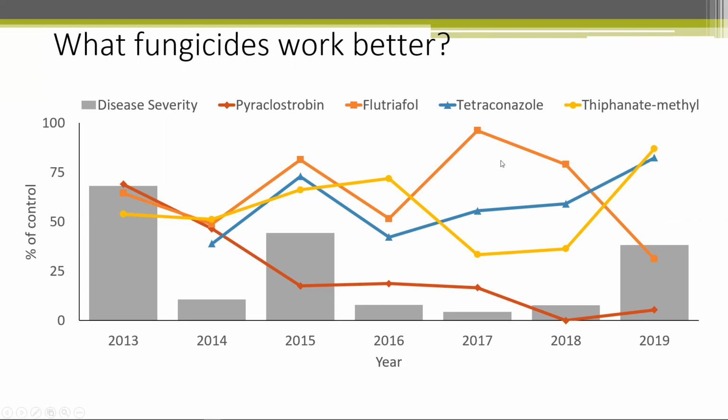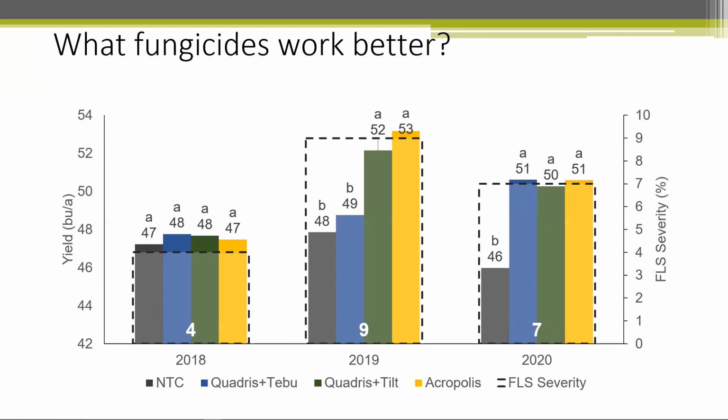And so in general, just an illustration on how solo AIs of a QOI product, a strobilurin product, will not work against frog eye leaf spot. And a DMI and MBC product are much better at controlling frog eye leaf spot, and they should be used in a combination or a premix to avoid this fungicide resistance.